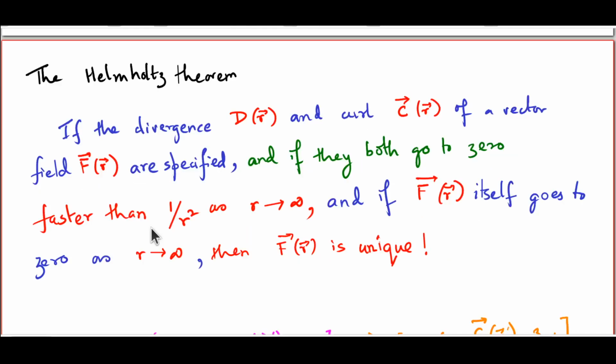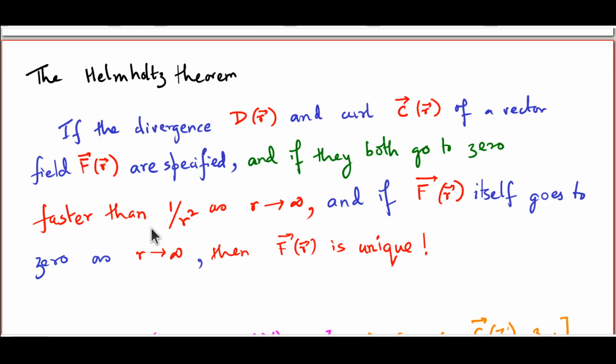Now, the statement of the Helmholtz theorem goes as follows. If the divergence d of r and the curl c vector of r of a vector field f of r are specified, and if they both go to 0 faster than 1 by r square as r goes to infinity, this is being said about d of r and c vector of r. And if on top of that, f of r itself goes to 0 as r goes to infinity, then f of r is unique. That is a theorem.